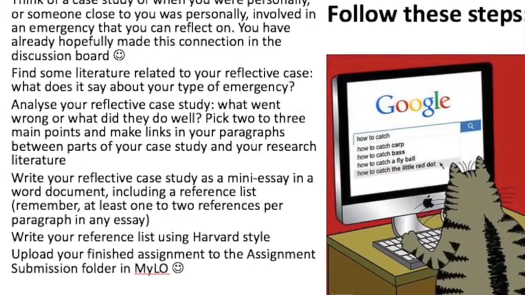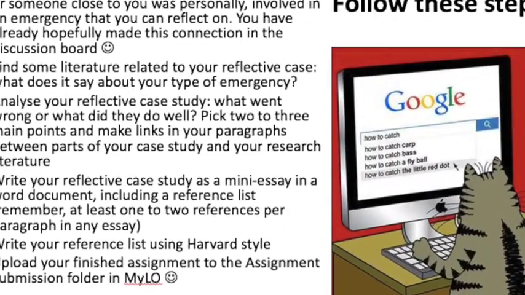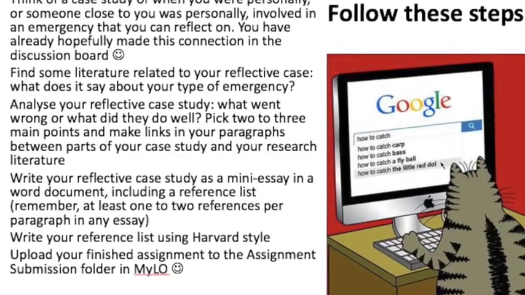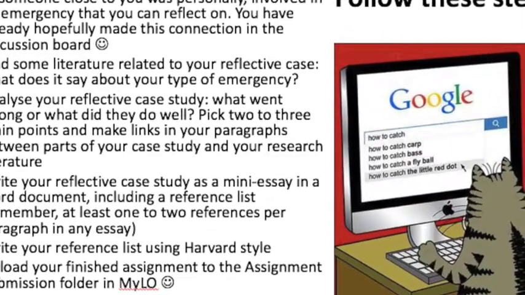So once you've done that, you need to write up your reflective case study as a mini essay in a Word document, including a reference list. And remember that you need at least 1 to 2 references per paragraph in any essay. That's my basic rule that you need to follow. And it's pretty much a basic rule that everyone will sort of demand, I suppose, at a university a lot of the time. Then you write up your reference list using Harvard style. Then you upload your finished assignment to the assignment submission folder in Milo. Very easy.